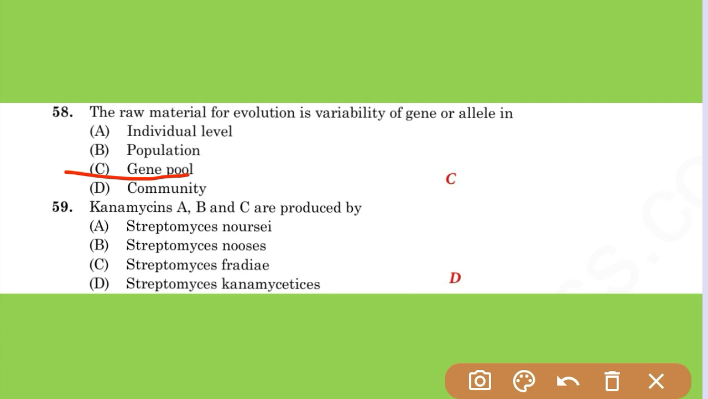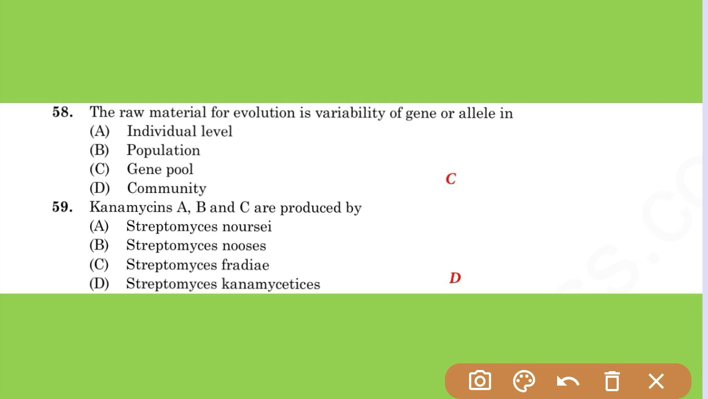For example, frogs in ponds and frogs in trees present in a forest. So option C is the answer to this question. Then the next question: kanamycin A, B and C are produced by. Kanamycin is an antibiotic. It is an aminoglycoside antibiotic used to treat different types of bacterial infections.